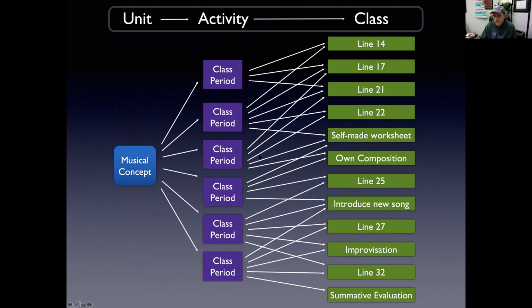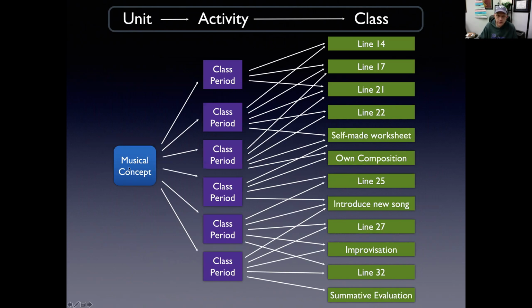All the meanwhile, this is informing what we're going to be doing on line 25. So this self-made worksheet and this own composition is related to 25 or this new song or 27 in some way, shape, or form, because we're going to come back to it. We're going to work on it again. But now, this class period, we introduce line 25. So now they see the connection. And so all of this is interwoven.